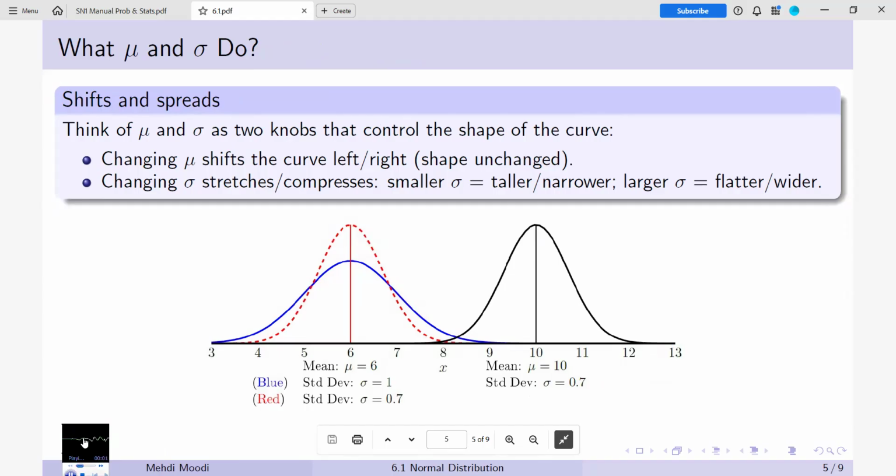Think of mu and sigma as two knobs. Mu is the where knob. It slides the bell left or right. Sigma is the how wide knob. Small sigma makes a tall, skinny bell, low variation. Big sigma makes a wide, chill bell, high variation. Together they can match the curve to any bell-shaped data. Mu is approximated by the sample mean and sigma is approximated by the sample standard deviation.